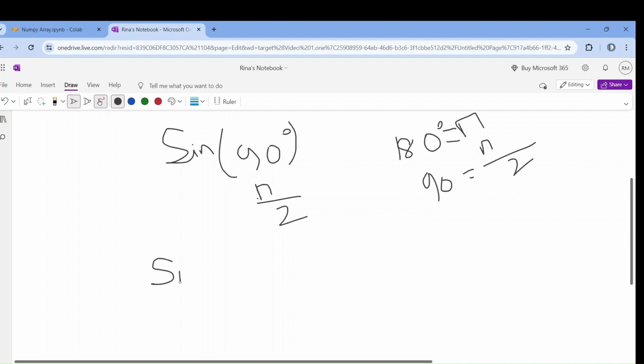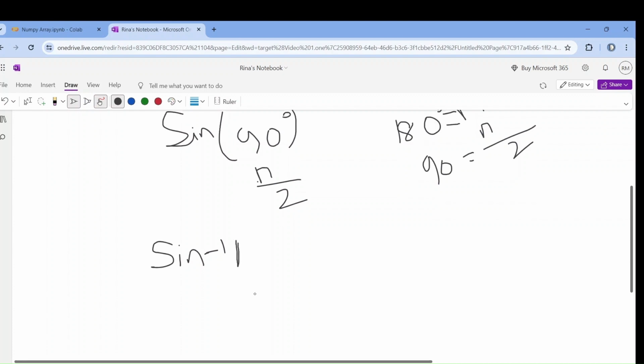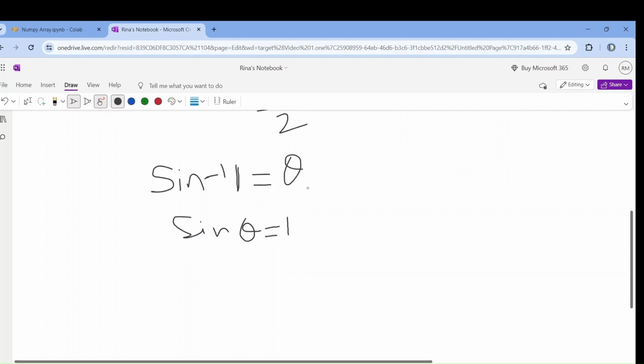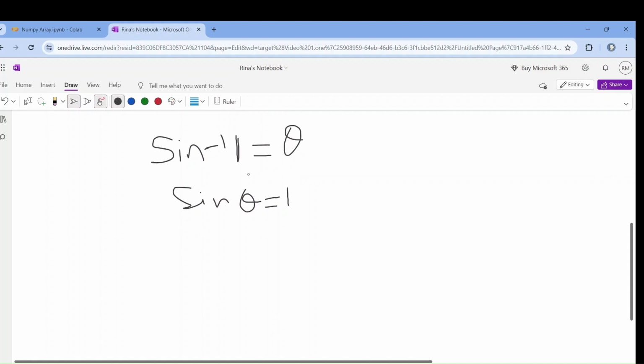Inverse functions mean, suppose I want sine inverse of which value I have taken here? 1. Okay, 1 means 90 degrees, we have just checked. So we want sine inverse of 1. How to calculate it mathematically? First we consider it as theta. We consider sine inverse equals theta. So we can write sine of theta equals 1. No issues. So we want the value of theta which is equal to 1.